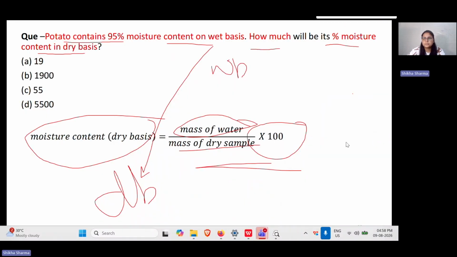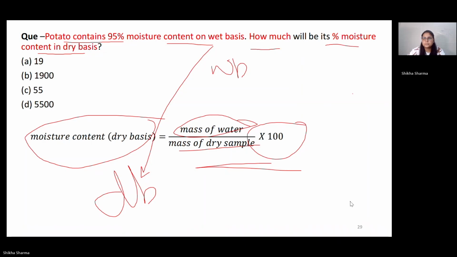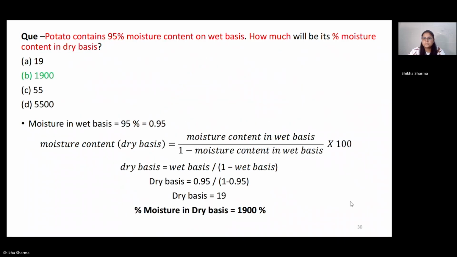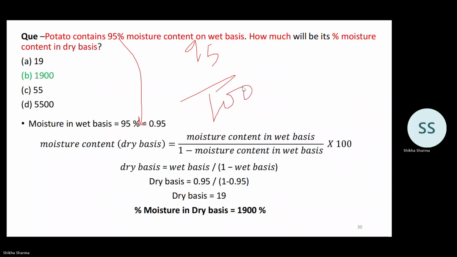Okay, let's solve this question. The moisture content in wet basis is 95%. So 95 divided by 100 will be 0.95.